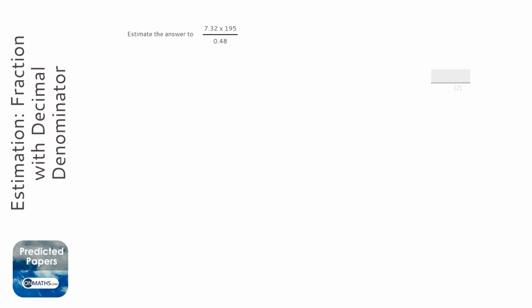The important thing to remember with an estimate question is that you don't get any marks for getting the exact answer. So even if this does come up on a calculator paper, you won't get any marks for getting the right answer. It wants you to estimate. Normally, that means to round everything to one significant figure. Now, there are some exceptions to that.